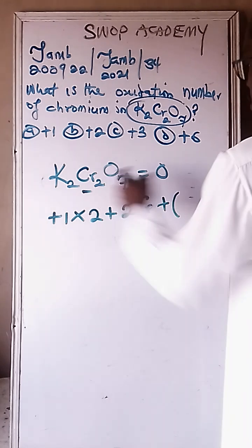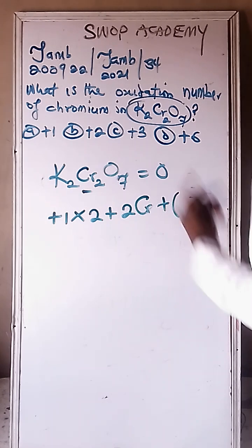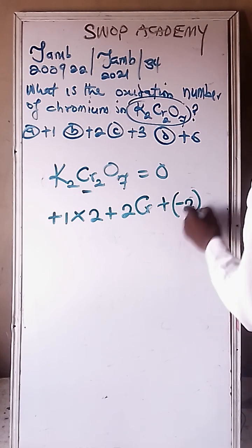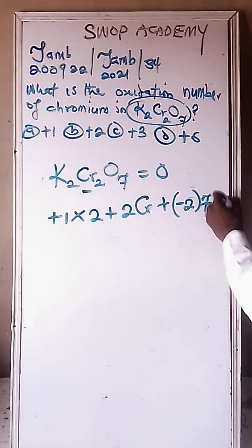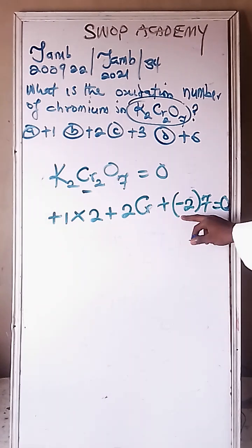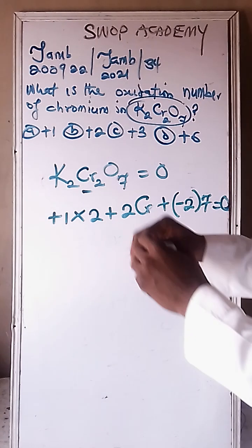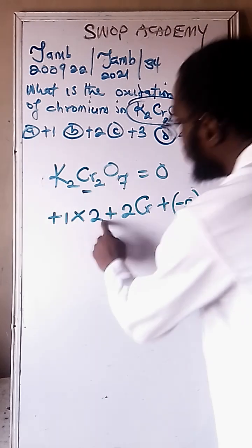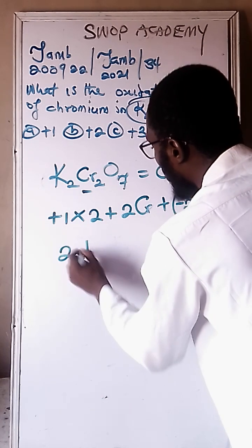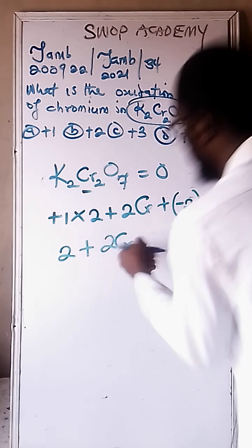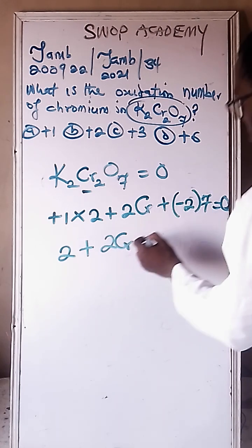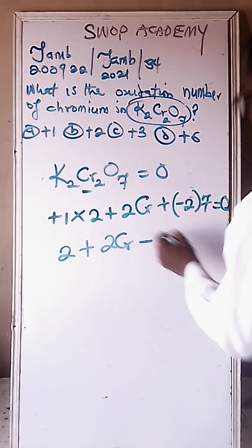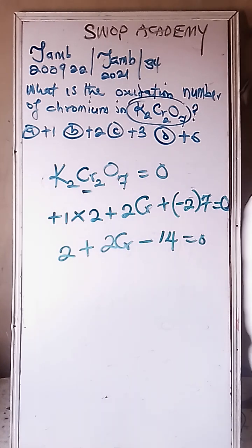In the bracket, oxygen, the charge for oxygen, it is a non-metal, so you use minus. It is -2. Put 7 here, all equals 0. I've explained how it is -2, how potassium is +1. I've explained what is metal, non-metal, noble gas. Please try and check the video. 2 times 1 will give us +2, plus 2Cr, which is what we have to look for. Plus times minus will give us minus. 2 times 7 will give us 14. Are we together?